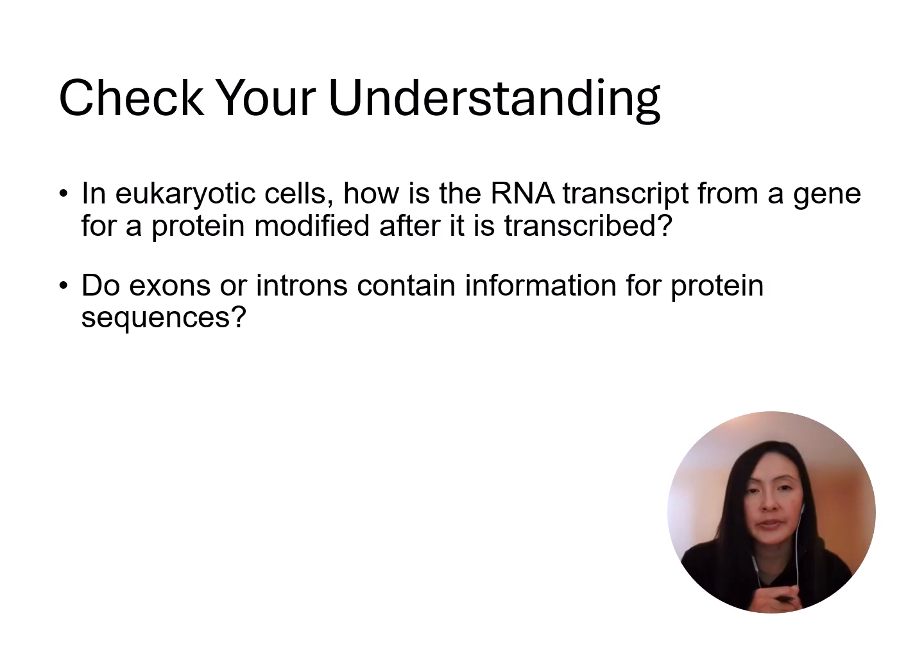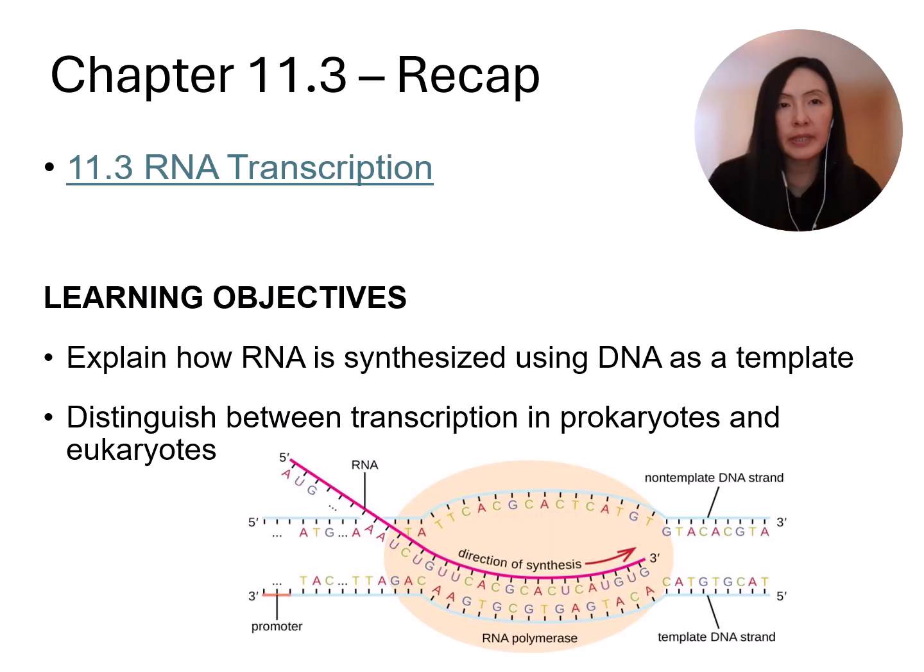Our checkpoint asks, in eukaryotic cells, how is the RNA transcript modified? We had our 5' G cap, our poly A tail, and we spliced out the introns through those spliceosomes, and we formed a mature messenger RNA that will be transported to the cytoplasm for translation. For the second one, exons or introns, which one codes protein sequences? It's the exons. So exons contain the coding information. Introns are non-coding regions.